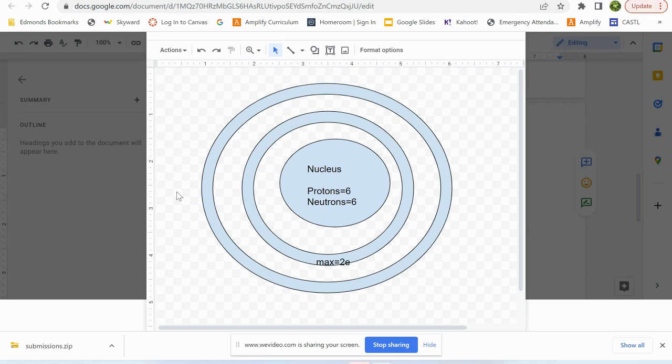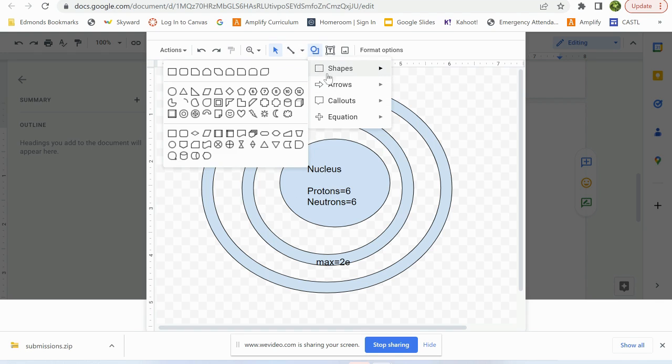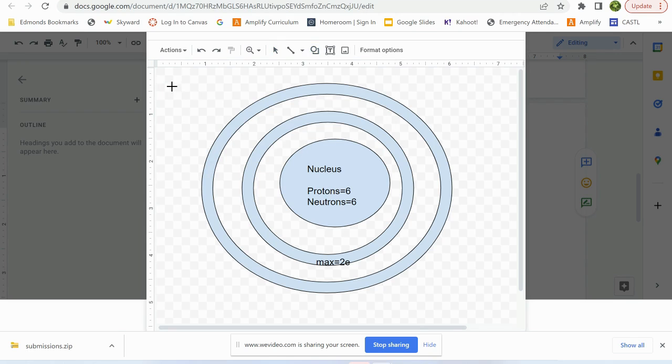We fill from the inside out. So we have 6 protons, 6 neutrons. If we have 6 protons, that means we have 6 electrons. Let's do an electron as a circle, really tiny. We have 6, so we start from the inside out, and we have 1. I'll copy that.